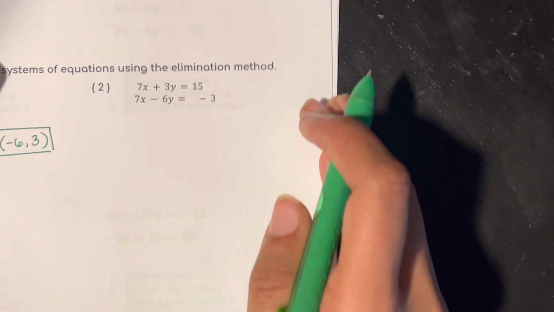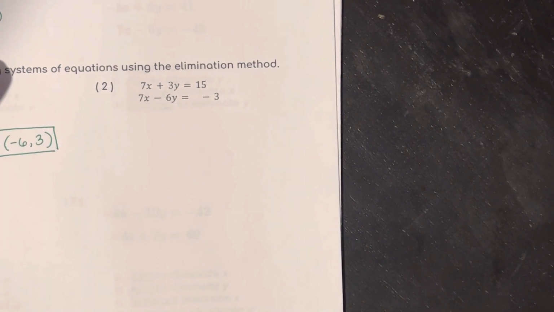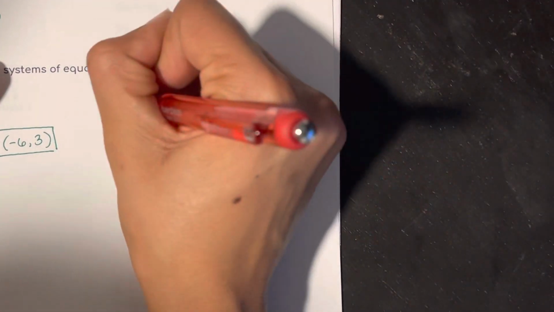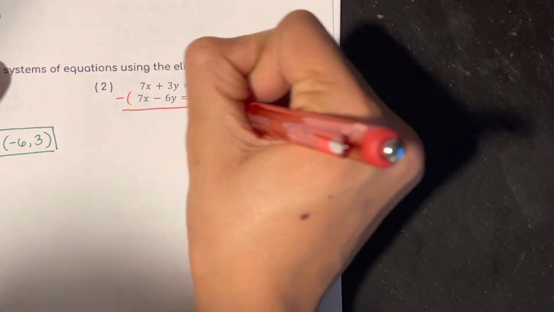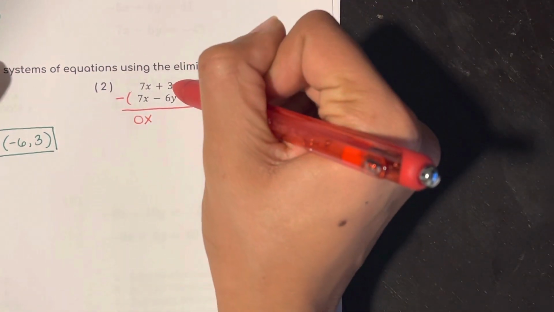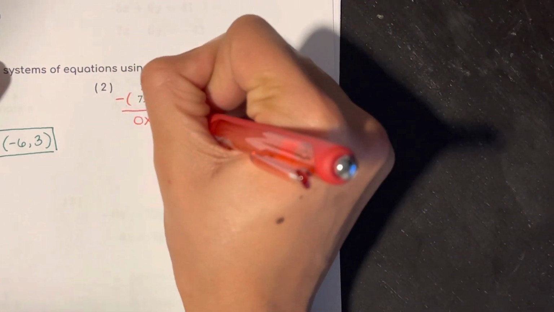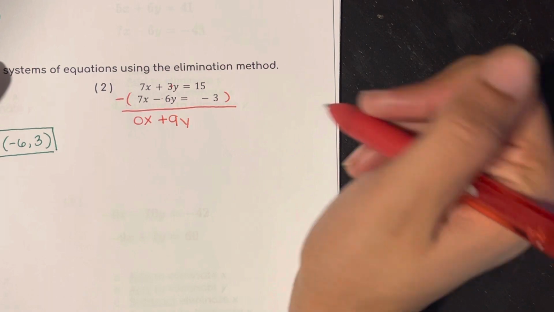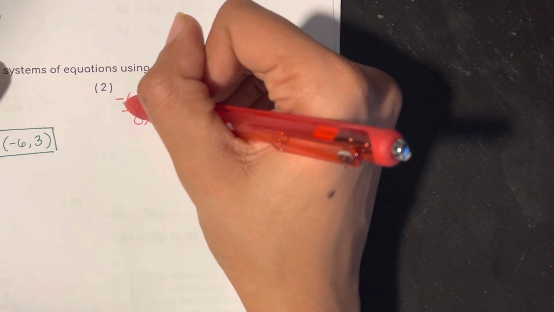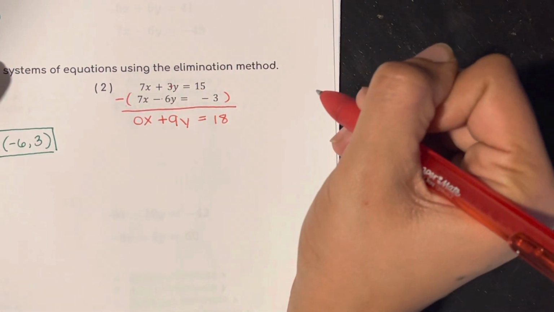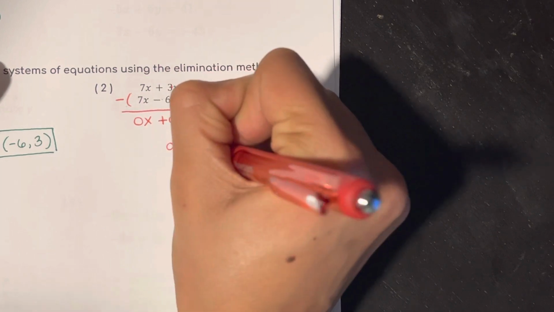As for number 2, I see that my x's are about the same, but this time I'm going to subtract to cancel them. So this is where it gets a little bit tricky. 7x minus 7x, yeah, that's 0x. 3 minus negative 6 is a positive 9. 15 minus negative 3, that's a positive 18. Which leaves me with 9y is equal to 18.